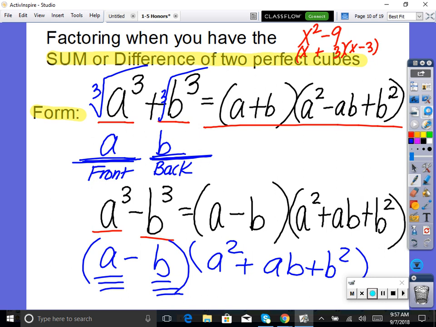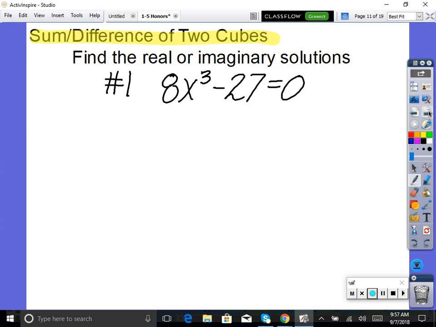So here we go. Let's put it into action. Number one, we have 8x cubed minus 27. It says find the real or imaginary solutions. It's so tragic on the test when I see someone add 27, divide by 8, and cube root it. No. How many solutions should there be? 3. We don't do plus and minuses with cubes.